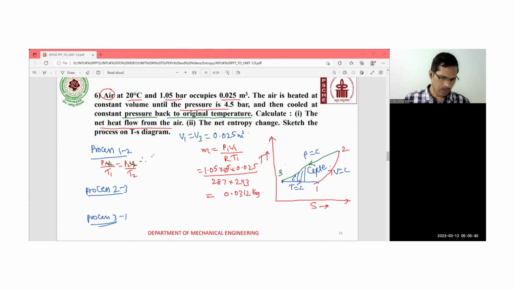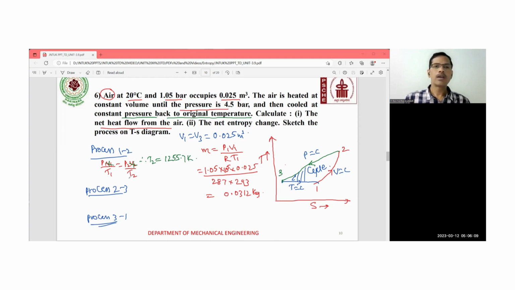V1 is equal to V2. Therefore, you will get the value of T2 here, because the pressure is 1.05 and the other pressure is 4.5 bar, which is given. So you can estimate the T2 value from this, and that T2 value is 1255.7 Kelvin.